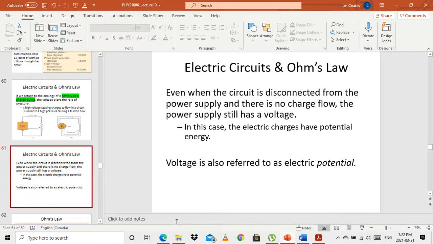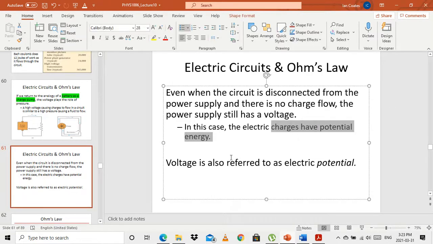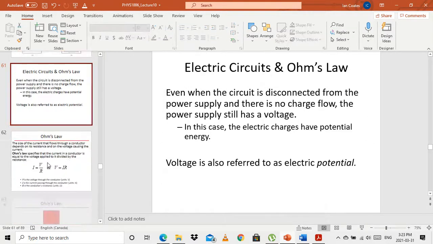Even when the circuit is disconnected from the power supply and there is no charge flow, the power supply still has voltage. So you can take the battery off and let it sit there for 6 months and then put it back in. In this case, the electric charge is basically potential energy. There's your electric potential energy. Voltage is also referred to as electric potential energy.